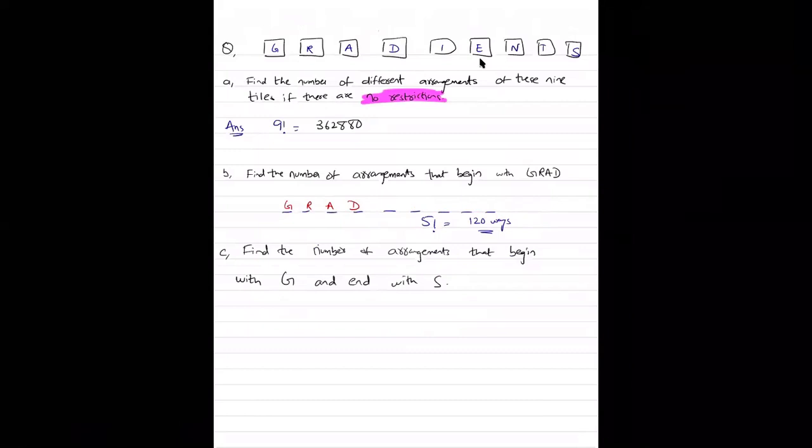Okay. Now for part C, you need to find the number of arrangements that begin with G and end with S. So again, there is a restriction. The restriction is that for the 9 tiles, starting should be with G and ending should be with S. So out of 9, 2 are gone. How many remaining tiles are left? 7. Is there any restriction on the 7 tiles? No. So the 7 tiles can arrange themselves in 7 factorial ways.